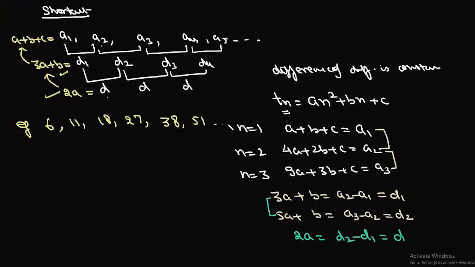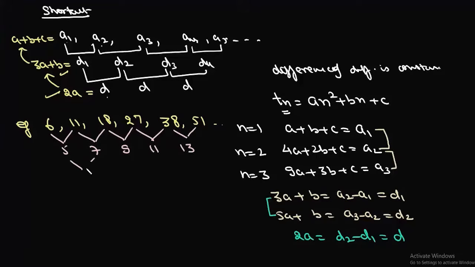Now let us take one example. Say for example we are given this sequence, which is 6, 11, 18, 27, 38, 51. We need to find its nth term. Now if we take the difference, 11 minus 6 is 5, 18 minus 11 is 7, 27 minus 18 is 9, 38 minus 27 is 11, and 51 minus 38 is 13.